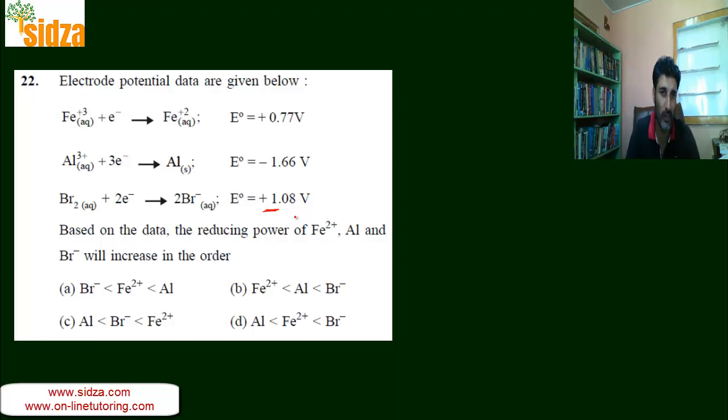And among the three, it is the aluminium that has the lowest reduction potential, means it will be a better reducing agent because it will have a higher oxidation potential. It will have high tendency to lose electron. So a better reducing agent. So then you can say the order will be for the bromine, and then this will be the iron, and then the highest will be for the aluminium. So it will increase in this order.